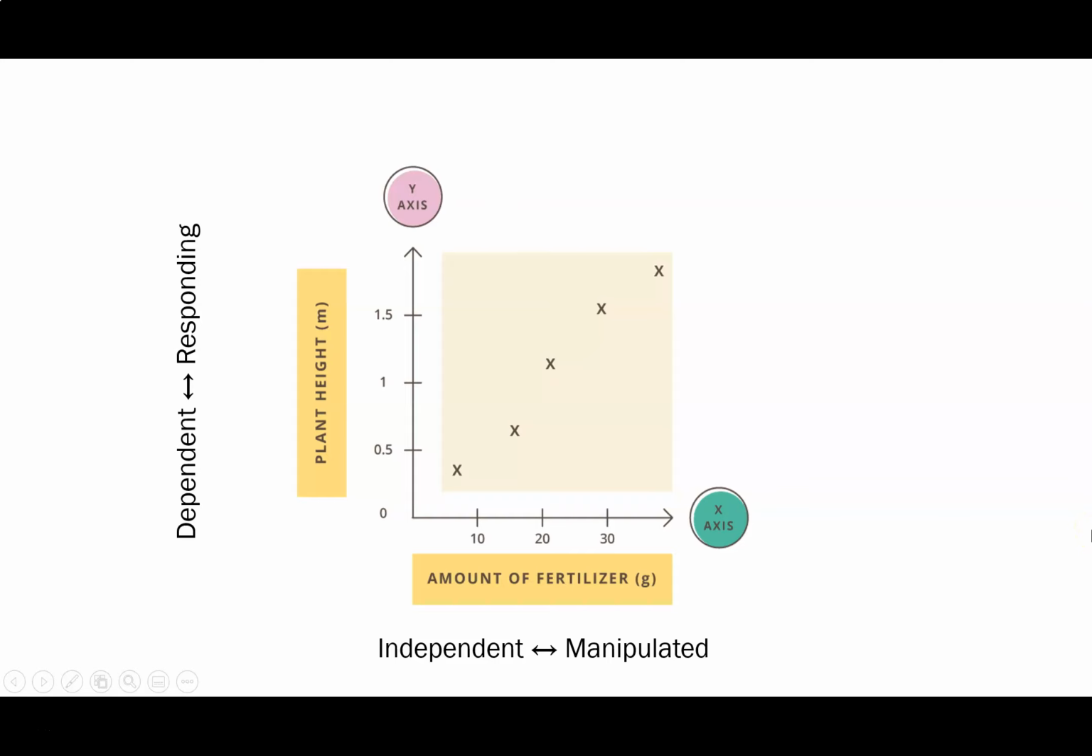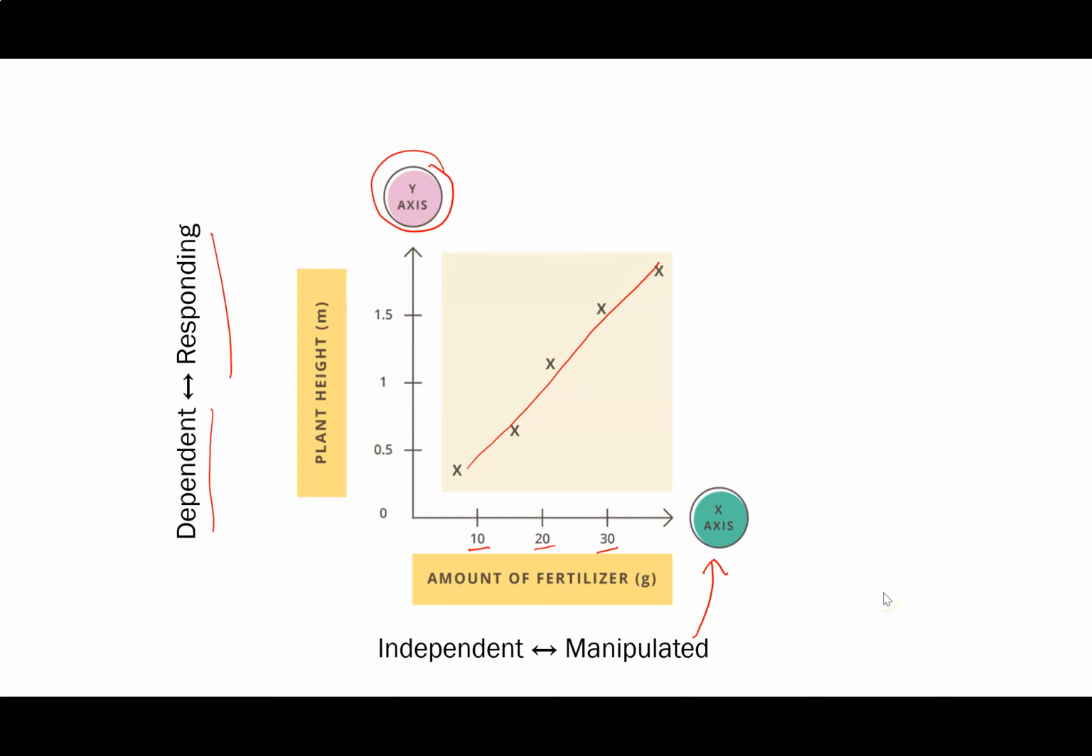The independent variable or the manipulated variable is most often graphed on the x-axis. So you can see on our x-axis we have the amount of fertilizer in grams, 10 grams, 20 grams, and 30 grams. The dependent or responding variable is plotted on the y-axis. In this case, the height of the plant in meters. So we can see overall, as the plant receives more fertilizer, it grows taller.